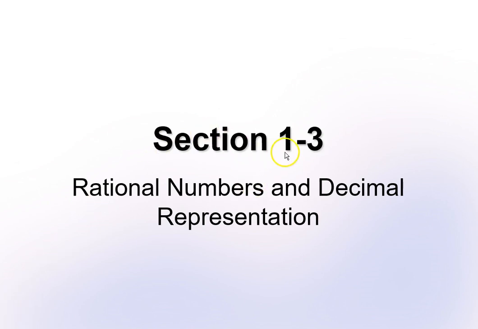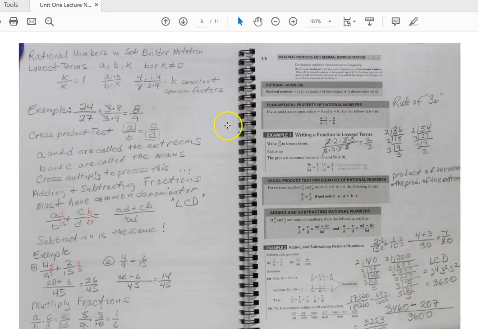In section 1.3 of Unit 1, we're going to look at rational numbers and decimal representation. And a quick look at the booklet, you'll see that I do give you some of the key representations of rational number and properties and cross-product test and things, and then we get interspaced with some examples. Again, you want to show the work of how we get there.